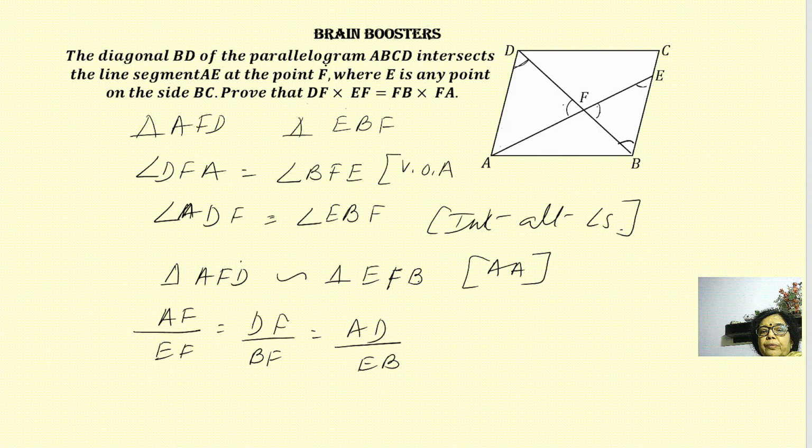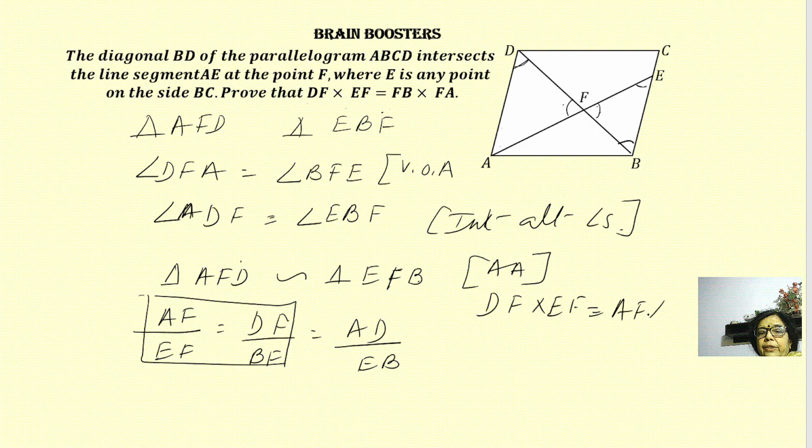Now we have to prove DF into EF. So we will take this proportion, cross multiply it, and you will get DF into EF is equal to AF into BF. That was supposed to be proved. So this is how we work out simple questions on this.